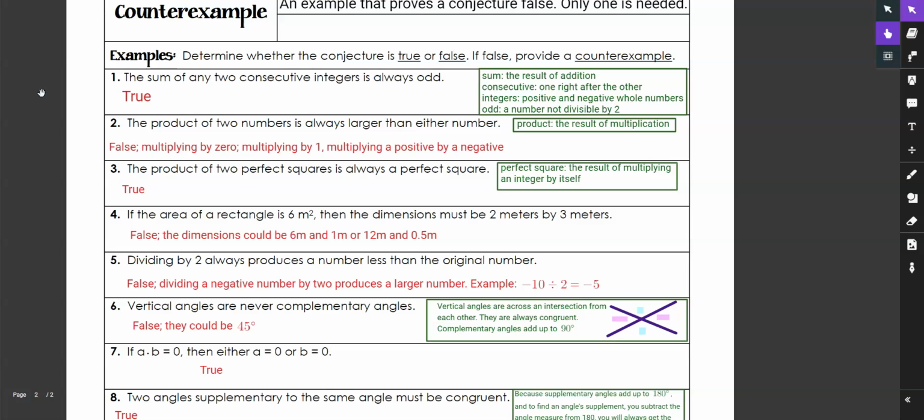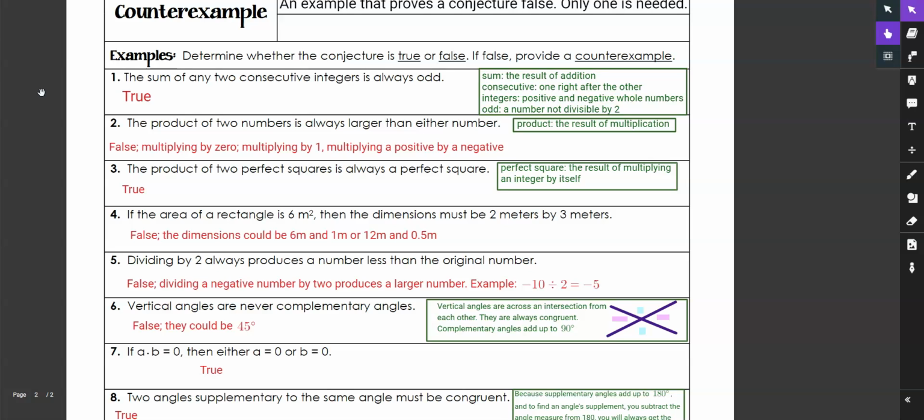Number 2, the product of 2 numbers is always larger than either number, where product is the result of multiplication. This statement is false. Multiplying by 0, multiplying by 1, or multiplying a positive by a negative number will result in numbers that are either the same as the number or less than the number. Number 3, the product of 2 perfect squares is always a perfect square. In this case, we are defining perfect square as the result of multiplying an integer by itself. And this is a true statement.